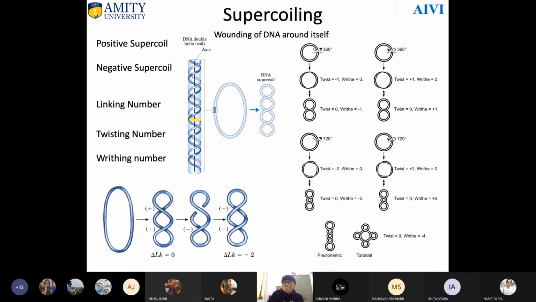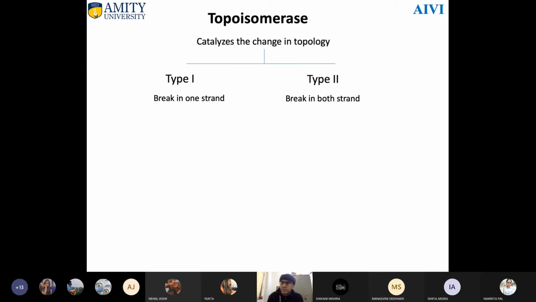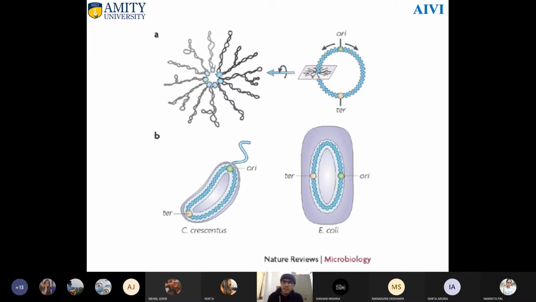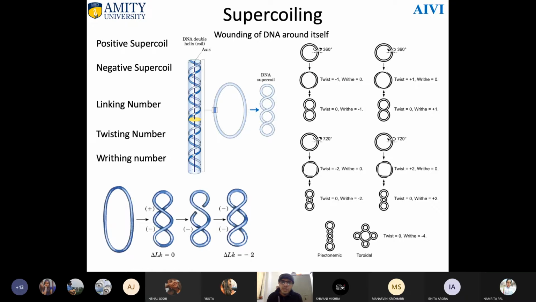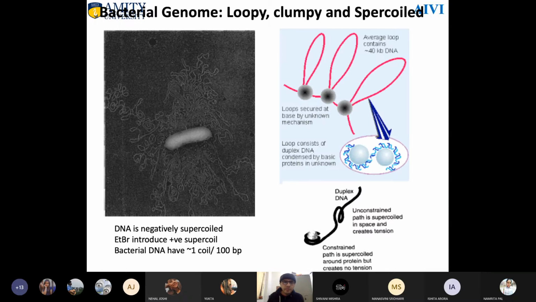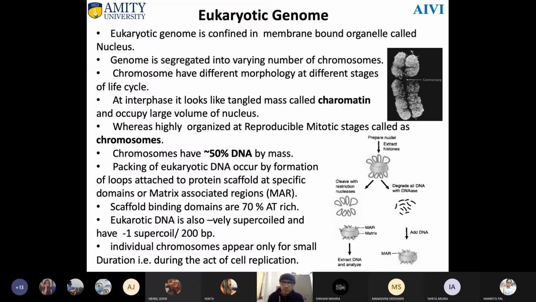Okay, another important thing is supercoiling. Twisting occurs when the double strands coil around each other. Topoisomerase is the enzyme which helps in removing or adding supercoils. Natural DNA is negatively supercoiled, so all of us have negatively supercoiled DNA. Bacteria also have supercoiled DNA, and the eukaryotic genome is also supercoiled.